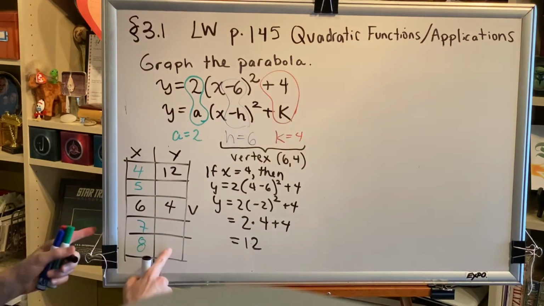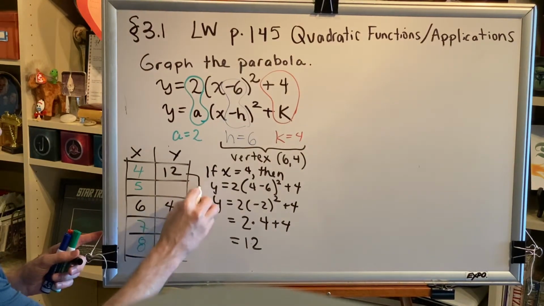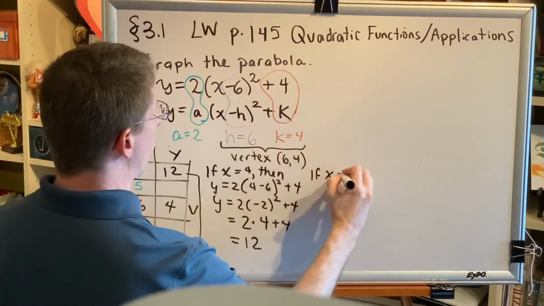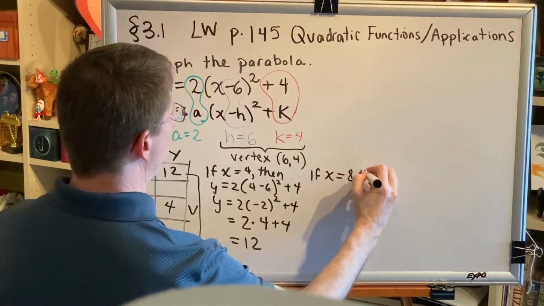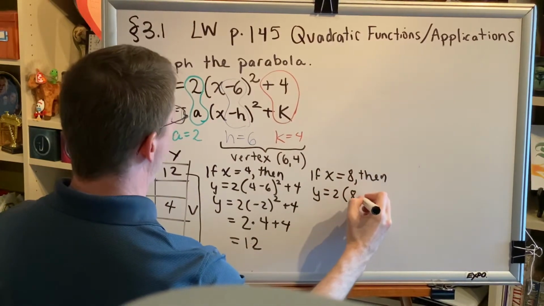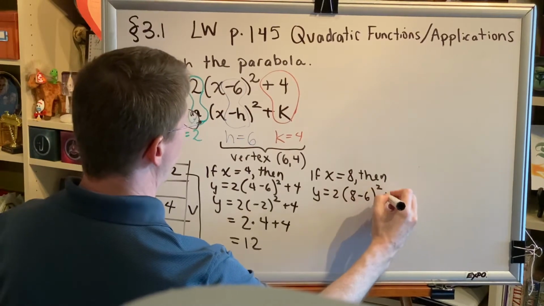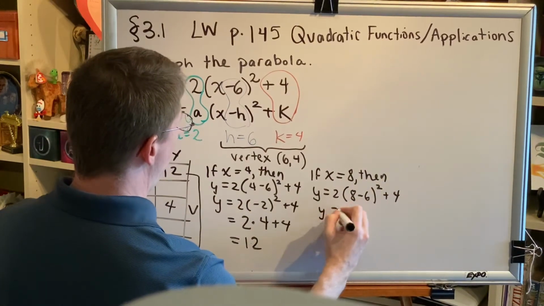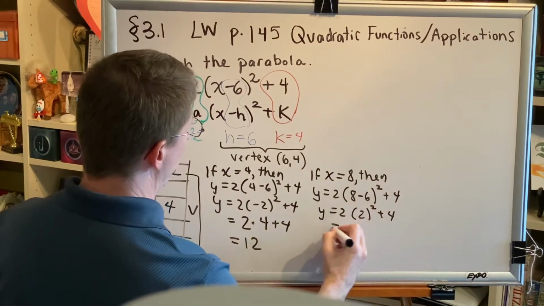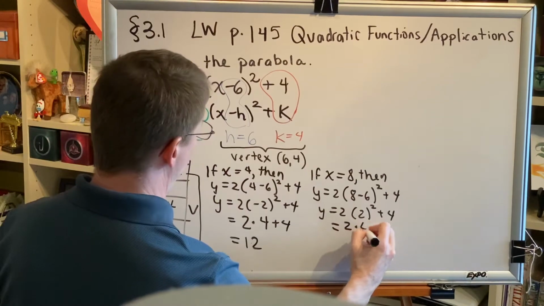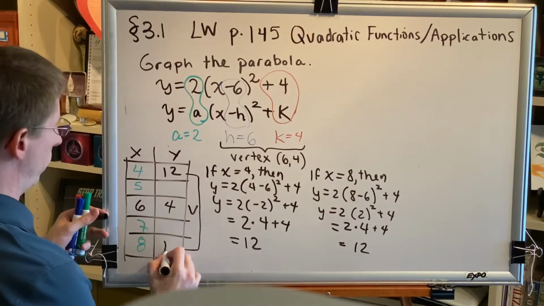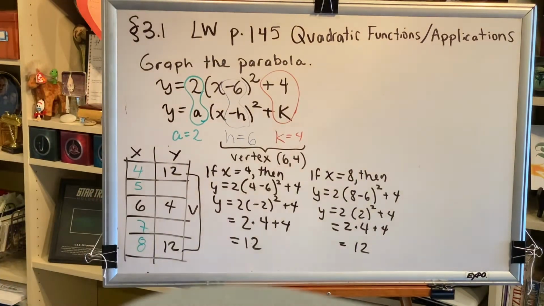All right, let's now try 8, because we're expecting these to give us the same answer. If x equals 8, then y equals 2(8 minus 6) squared plus 4. y equals 2 times 2 squared plus 4. 2 times 4 plus 4. 8 plus 4, which is 12. Okay, those worked out very well.